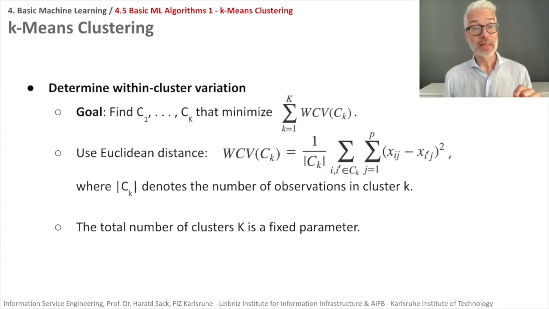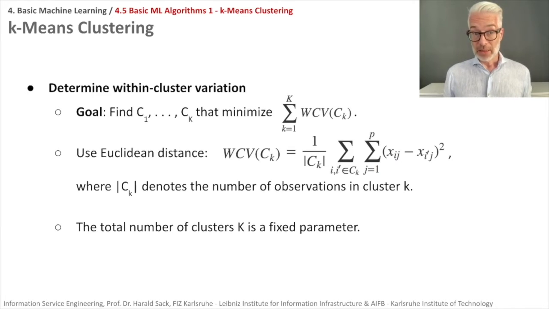So the goal is that we want to minimize exactly this summed up within cluster variation for all of the clusters. And for that, we simply use the Euclidean distance, as you have already seen, and we put it in there. And of course, if we then look at the within cluster variation of one cluster and we take all of the distances, then we divide this by the number of observations we have there, and then we get this mean within cluster variation for that cluster.